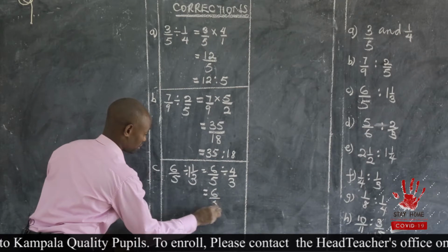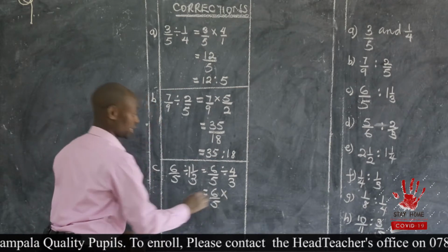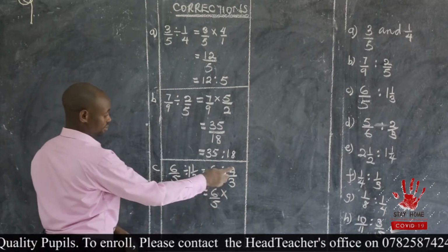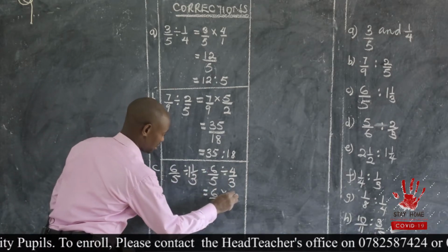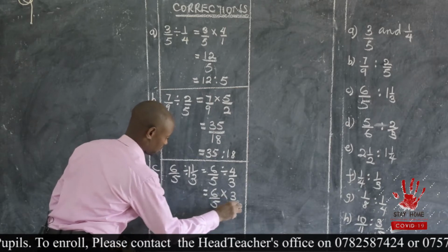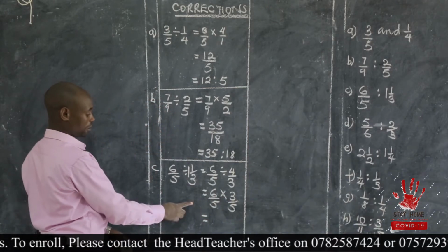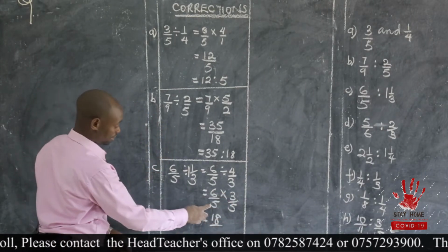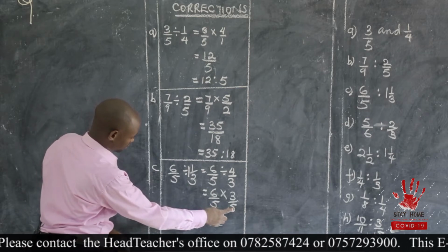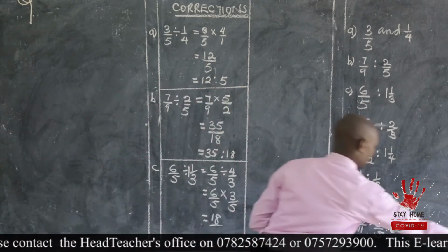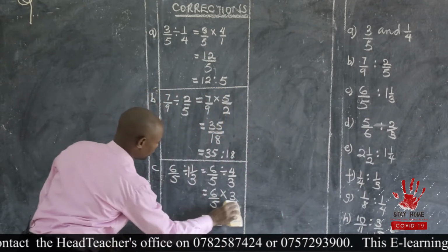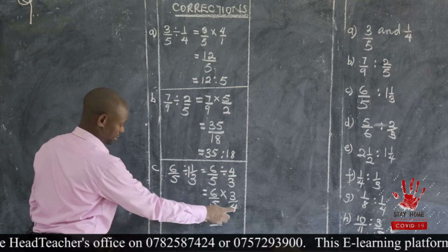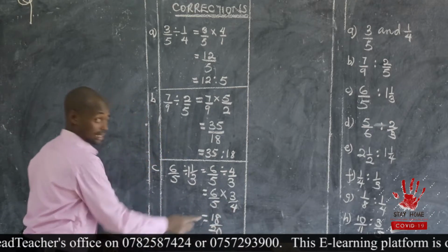What is this one going to give us? That is 6 out of 5. Division will change into multiplication, and the next fraction will become a reciprocal. So what is the reciprocal of 4 out of 3? That is 3 out of 4. Get the numerator product, 6 times 3, that is 18. Denominator product, 5 times 4. Sorry, I've made a mistake here. The reciprocal is going to be out of 4, so the product is 5 times 4, which is 20. Can this one be reduced?